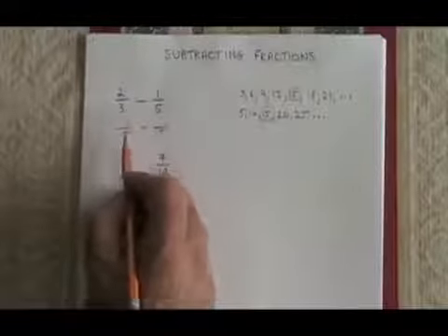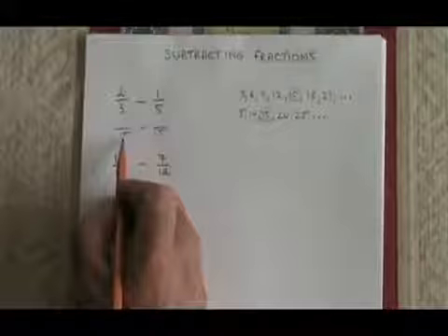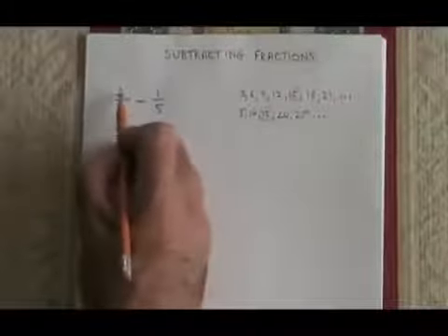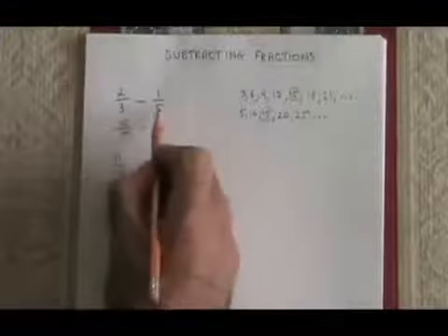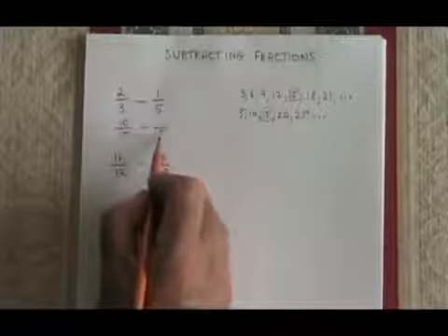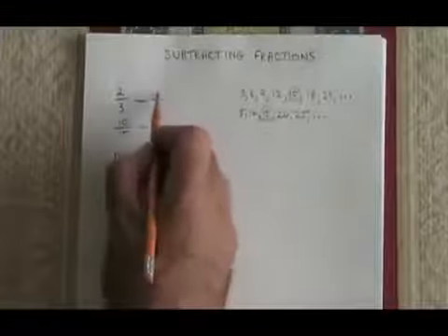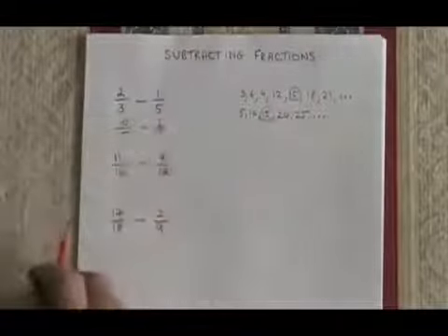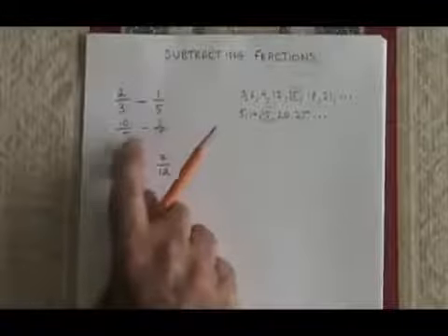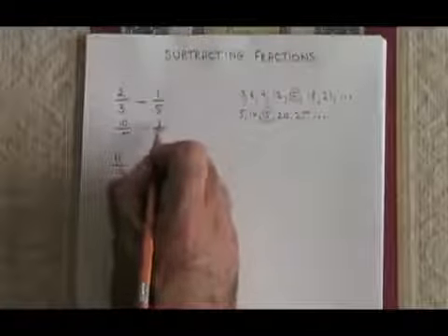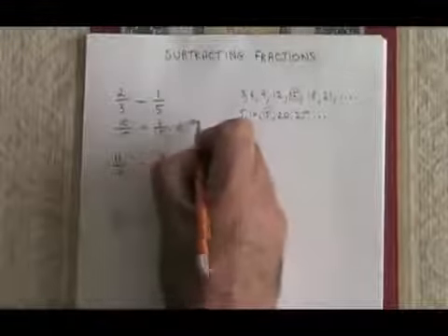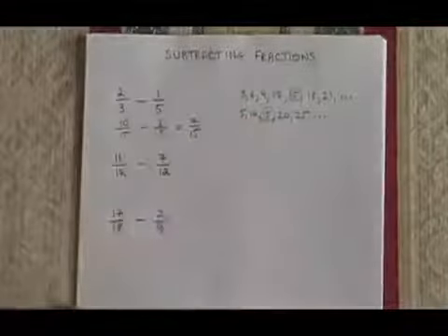The 3 has to be converted into a 15, and I do that by multiplying it by a 5. So therefore, the 2 has to also be multiplied by a 5, and 2 times 5 is 10. 5 is converted into 15 by multiplying it by 3, so the 1 has to be multiplied by a 3, and I get 3 over 15. Now that they are both over the common denominator of 15, I can say 10 fifteenths minus 3 fifteenths must be equal to 7 fifteenths, and I have my answer.